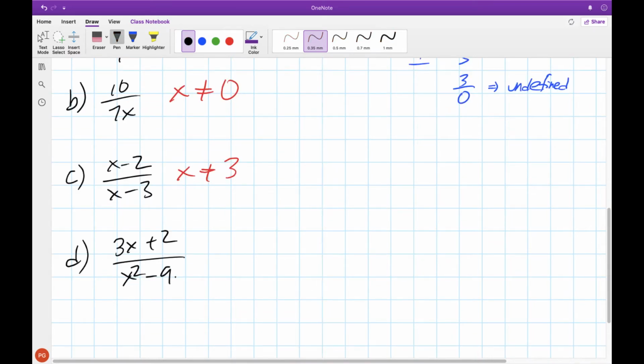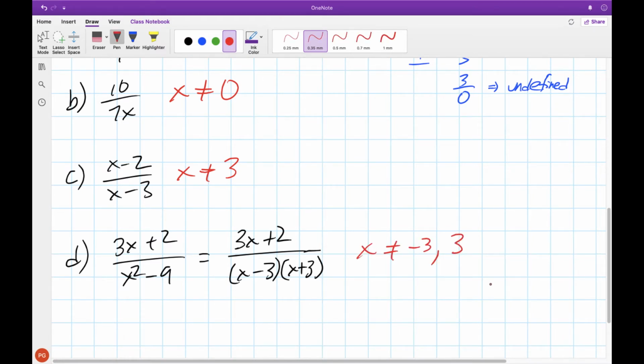When we have a more complicated example like this, what's most important to do is to factor the bottom to try and see all the different ways that our bottom can be 0. This is a perfect square, so we can factor it as x minus 3 times x plus 3. If either of these two parts is 0, since they're being multiplied together, the whole thing will be 0. So our restriction in this case is that x can't be -3 or +3.